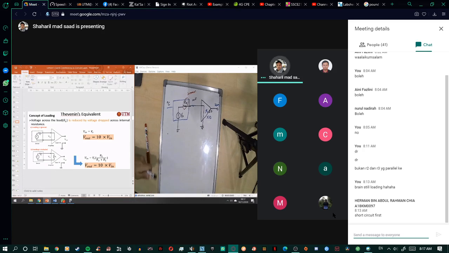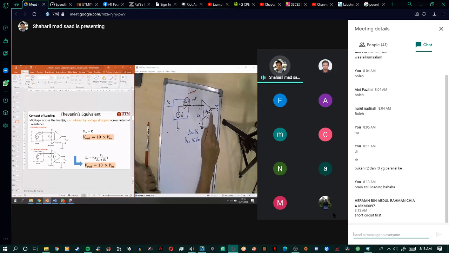So from here you can get V out. This one is V in, the voltage input for this signal conditioning. So V in equal to Vx, and V out is gain times V in. When you ignore the loading, maybe your amplifier is very ideal, very good. That means the load resistance equals 0.